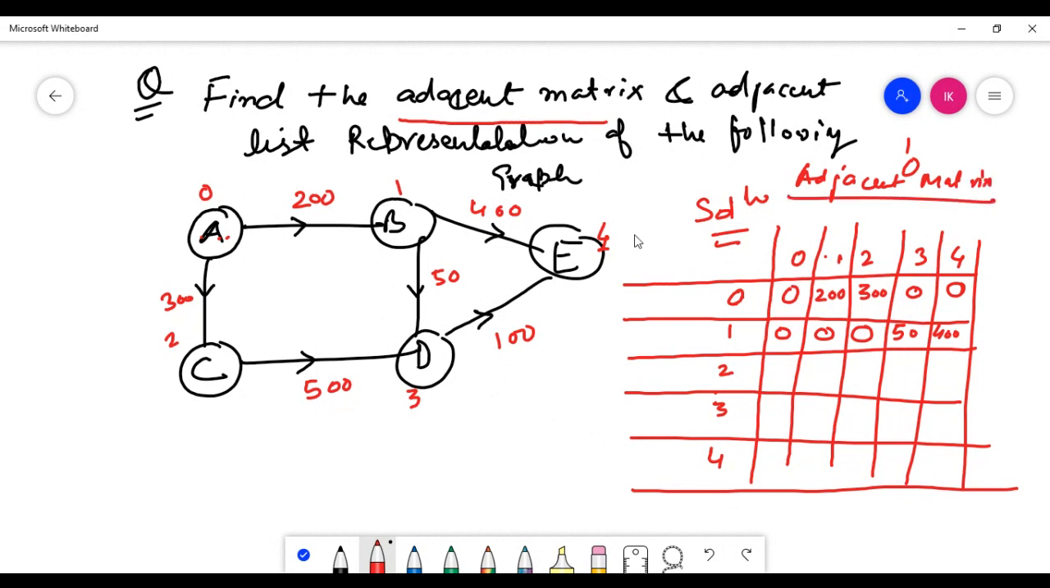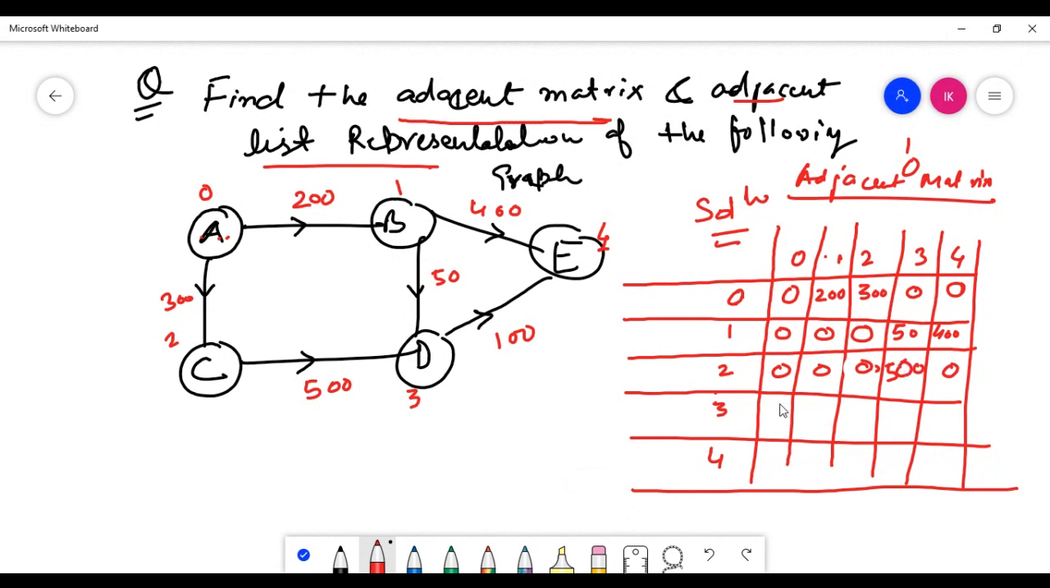This is only the first question. The adjacent list is the rest. Okay, I will tell you. Then 2 to 0, no path, 0. 2 to 1, none. 2 to 2 is 0. 2 to 3 is 500. And 2 to 4, 0.